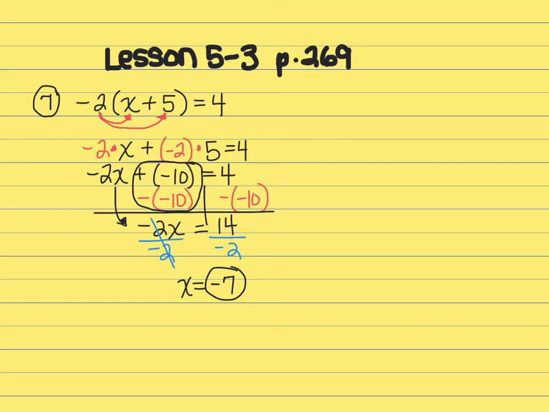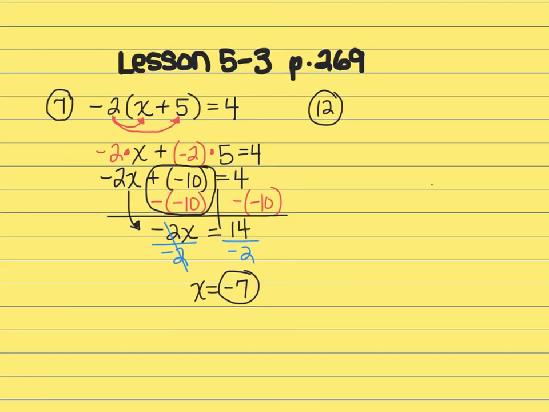Let's try another question. This time, let's try number 12 at the bottom of page 269. This one is a word problem. It's set up very similarly to the question that we did about the family who bought tickets to the circus and also bought a souvenir. This time we have a family of 4, which means whatever we do, we're going to do it 4 times.